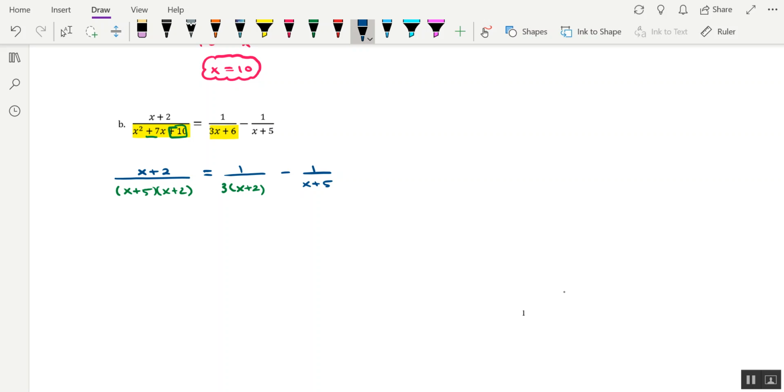Now, if you look at your first fraction, or the only fraction that's on the left-hand side, we actually have a rational expression that reduces. The x plus 2 in the denominator will reduce the x plus 2 in the numerator, making that fraction on the left simplify to 1 over x plus 5.